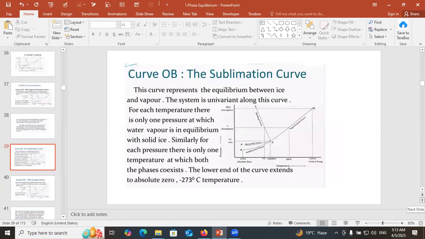Curve OB, the sublimation curve. This curve represents the equilibrium between ice and vapor. The system is univariant. Along this curve, for each temperature, there is only one pressure at which water vapor is in equilibrium with solid ice. Similarly, for each pressure, there is only one temperature at which both the phases coexist. The lower end of the curve extends to absolute zero, minus 273 degrees Celsius.